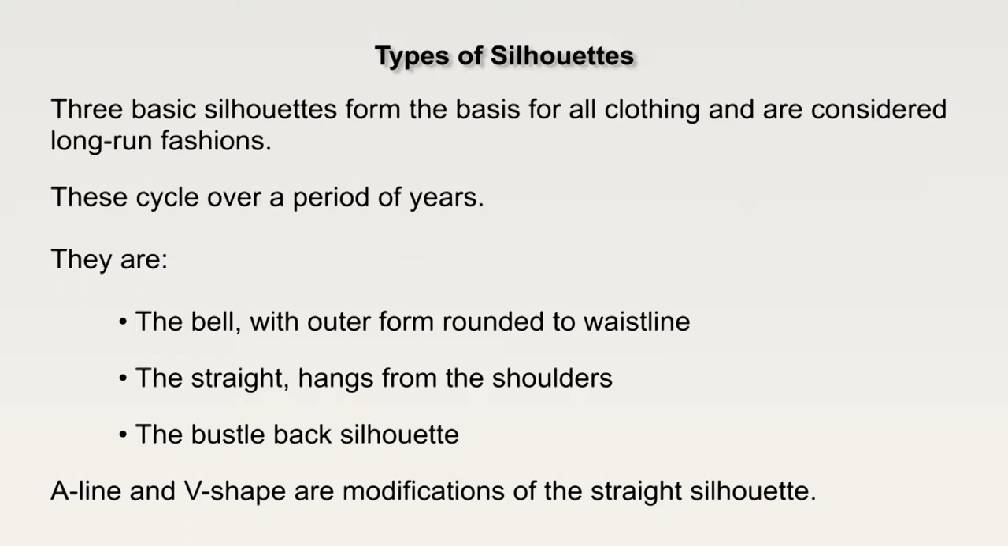Types of silhouettes. Three basic silhouettes form the basis for all clothing and are considered long-run fashions, or in other words, classic silhouettes. These cycle over a period of years. They are the bell silhouette with outer form rounded to waistline, the straight, which hangs straight from the shoulders, and the bustle back silhouette. A-line and V-shape are modifications of the straight silhouette. Let us see some examples.